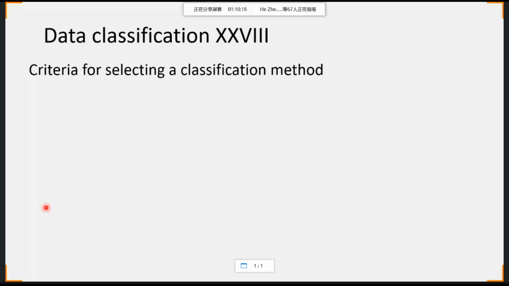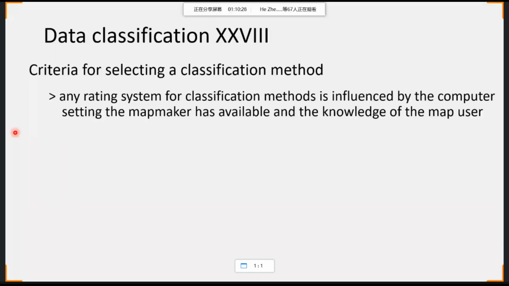Now, criteria for selecting a classification method. Any rating system for classification methods is influenced by the computer setting the map maker has available and the knowledge of the map user. So this is important to keep in mind.